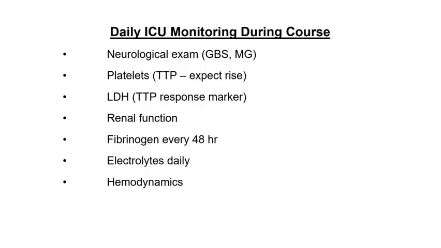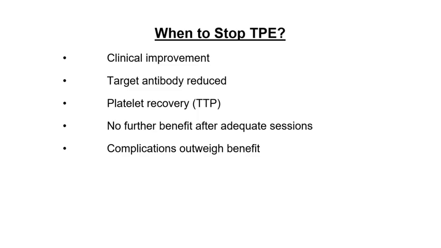Daily ICU monitoring during the course should include neurological examination in case of GBS and myasthenia. Platelets should be monitored. LDH, renal function, fibrinogen every 48 hours. Daily electrolytes, hemodynamics. So when to stop therapeutic plasma exchange? When there is clinical improvement, target antibody is reduced, platelet recovery when it is present, no further benefit after adequate sessions, or when the complications outweigh the benefit.